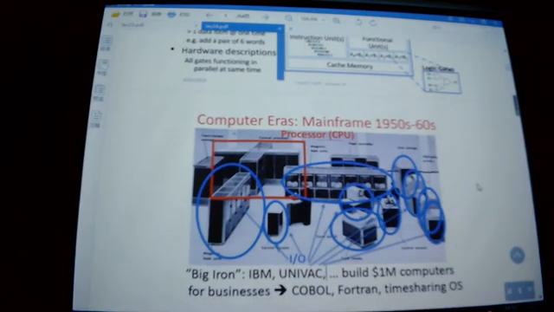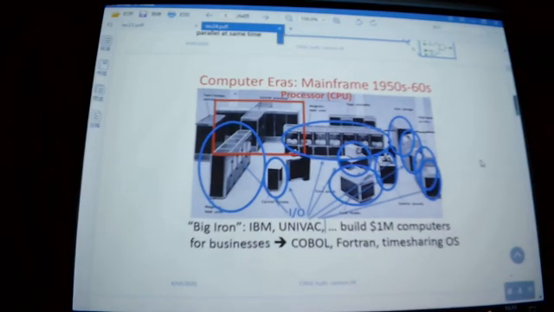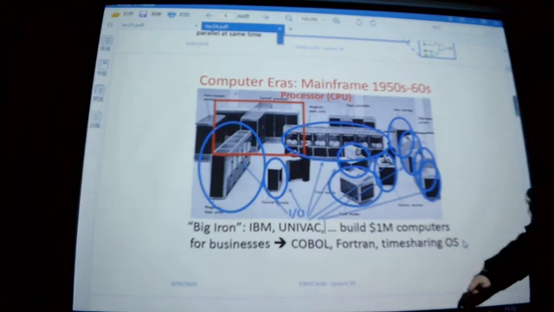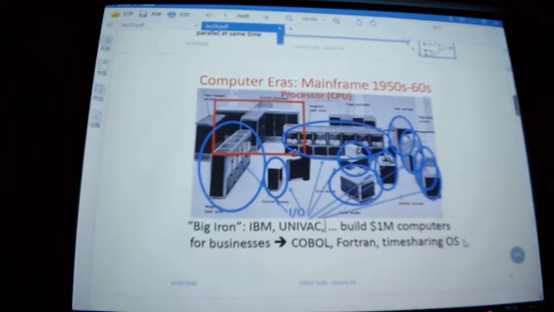Okay, we can see computer eras: the mainframe, 1950 to 1960. You can see Big Iron. Big Iron is from IBM. Univac built 1 million computers for businesses. Fortran and time-sharing operating systems. Time sharing is an important solution for operating systems.